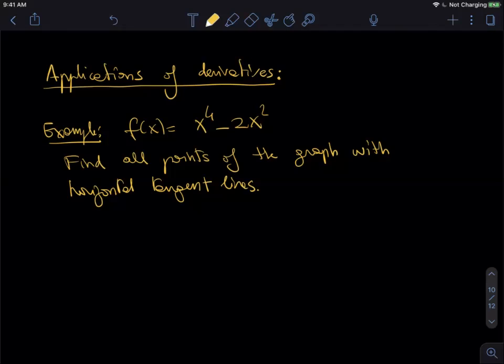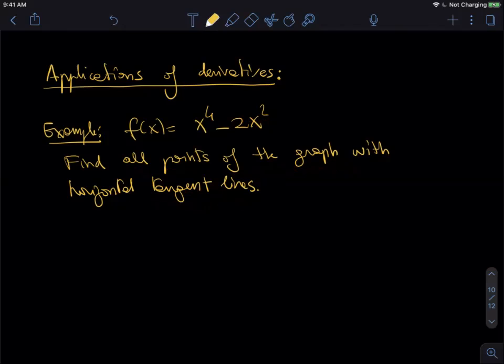So we study derivatives because they are useful. So let's start seeing applications of derivatives. For example, let's say we have the function f of x that is x to the power 4 minus 2x squared, okay? And we want to find all points of the graph with horizontal tangent lines, okay?